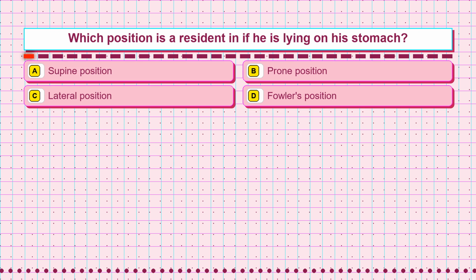Question 73. Which position is a resident in if he is lying on his stomach? Option A, supine position. Option B, prone position. Option C, lateral position. Option D, Fowler's position.